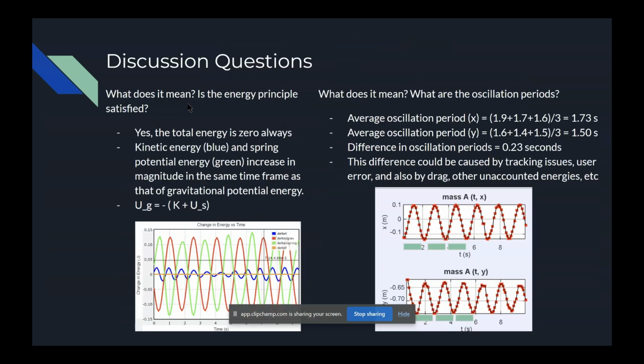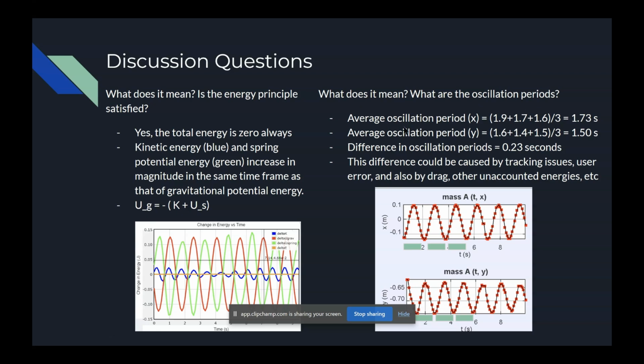So what does it mean? Is this energy principle satisfied? Yes. You can see here that it's always at 0, and because the graphs line up pretty accurately to our model, you can basically confidently say that the exchange in energies, the differences between them added up, and this is just an example, are always at 0, which makes physical sense.